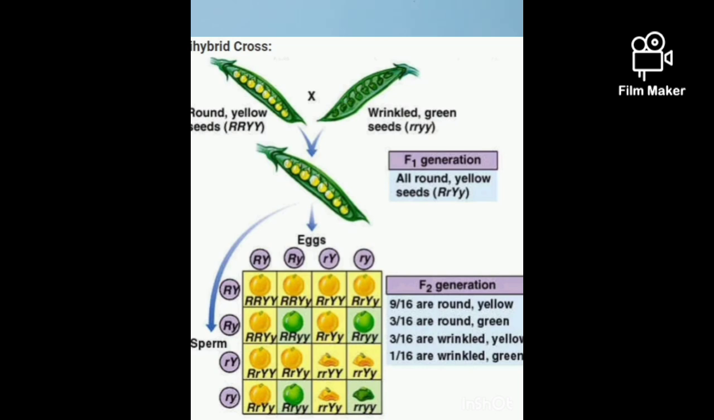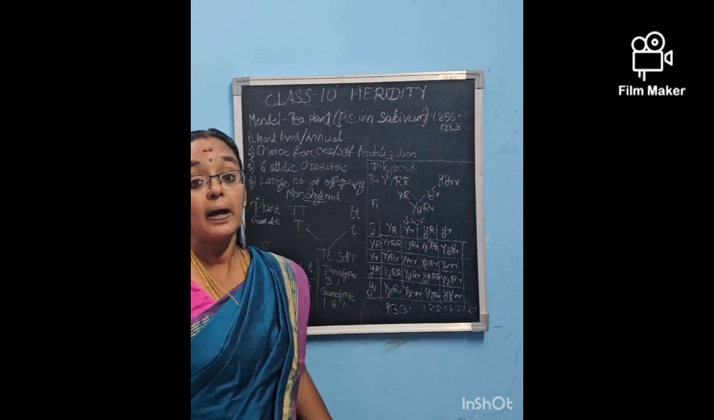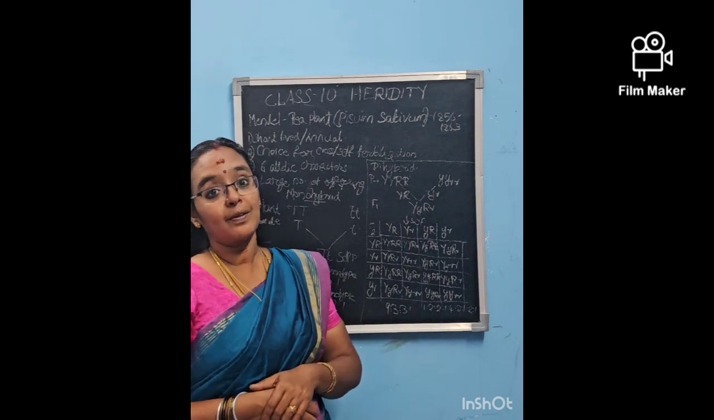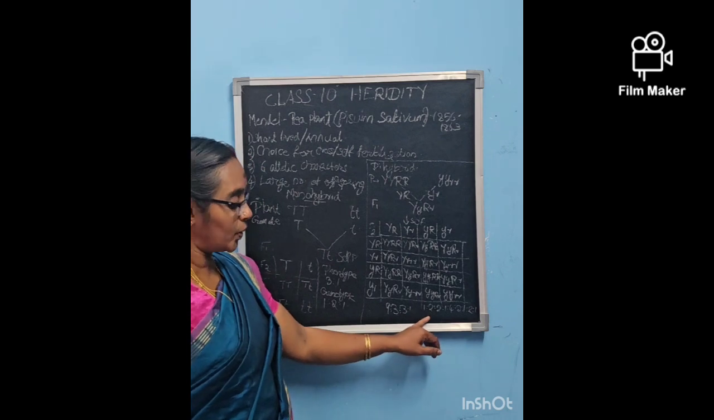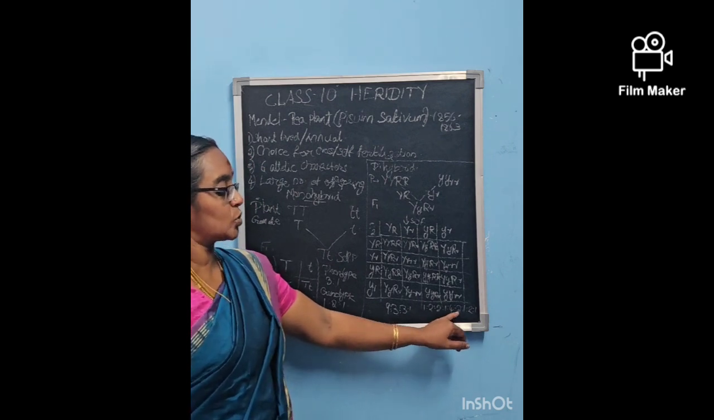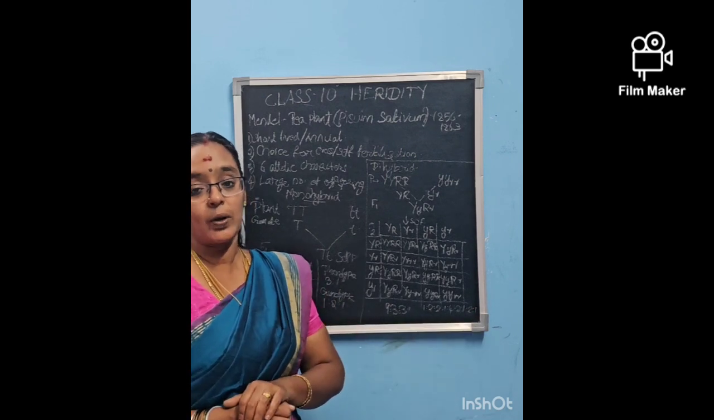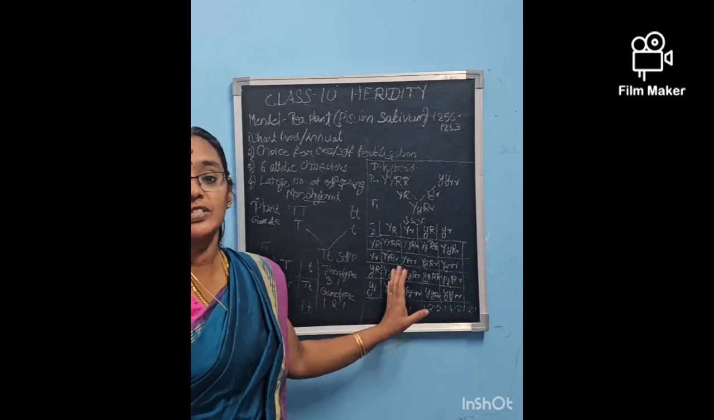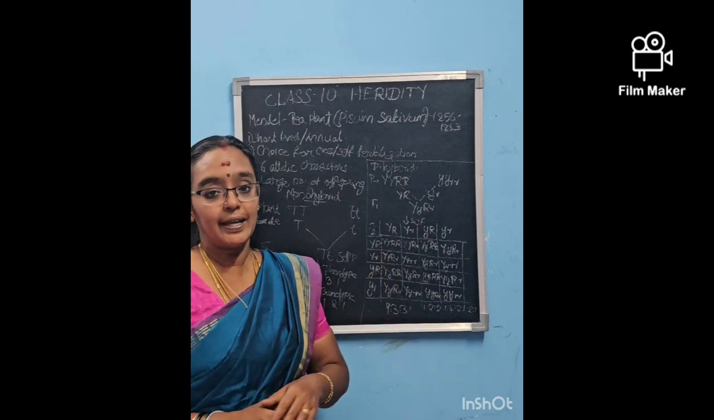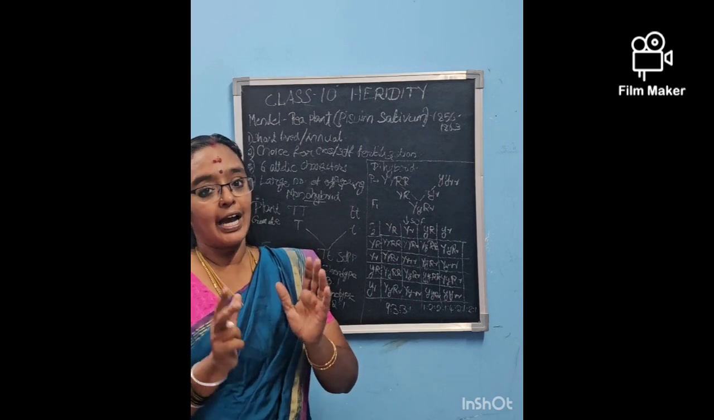Then green round seeded plants of 3 types and green wrinkled seeded plant is of 1 type. But the genotypic ratio, you know, it is 1:2:2:1:4:2:1:2:1. This is the genotypic ratio. Okay, so these are the things which he found out when he crossed dihybrid plant.